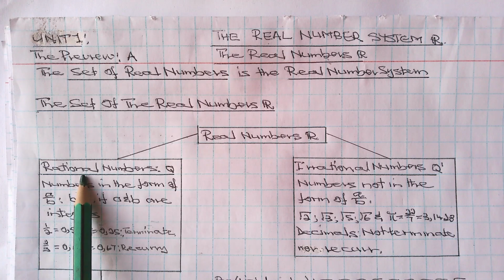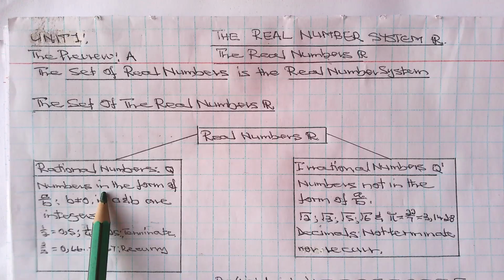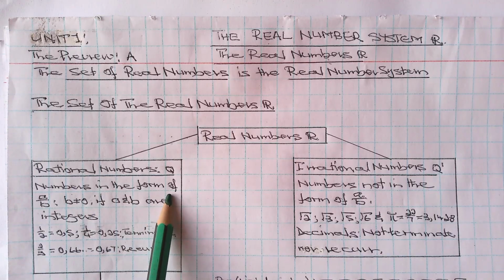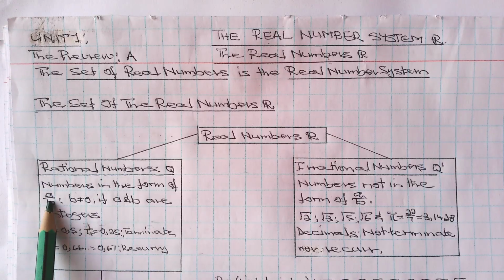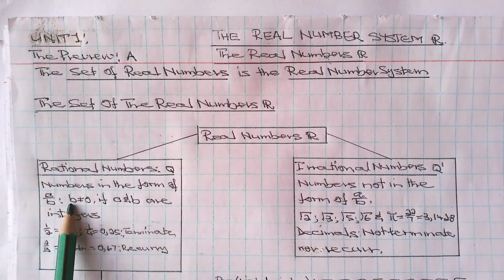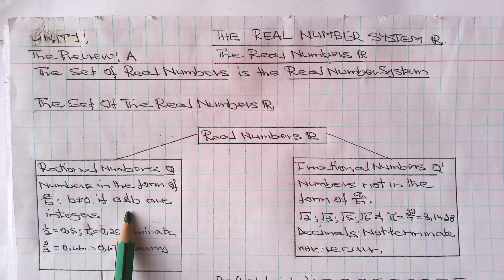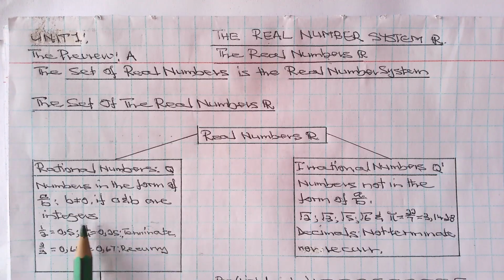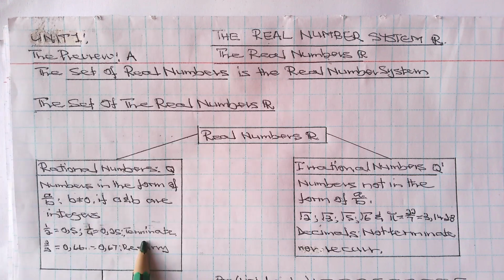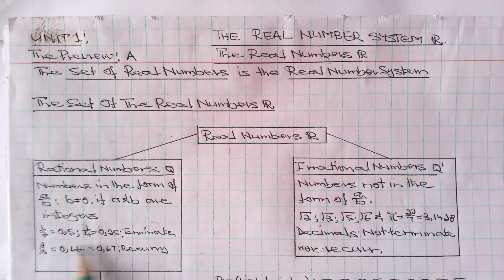What are rational numbers? A set of rational numbers is in the form of a quotient, which means that numerator A is divided by denominator B, where the denominator B is not equal to 0, if and only if numerator A and denominator B are integers. Rational numbers will include terminating and recurring decimals. We will deal with these at a later stage.